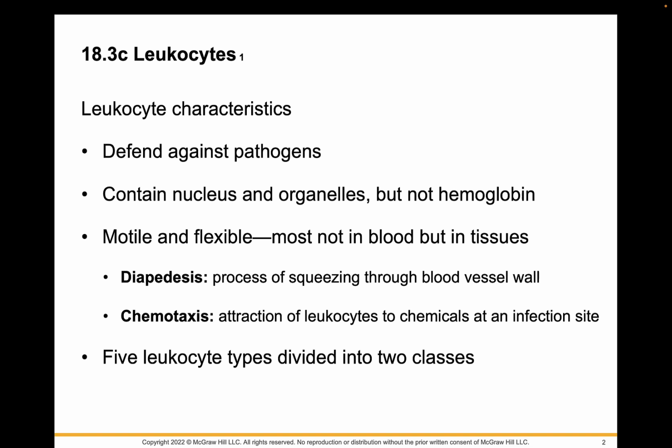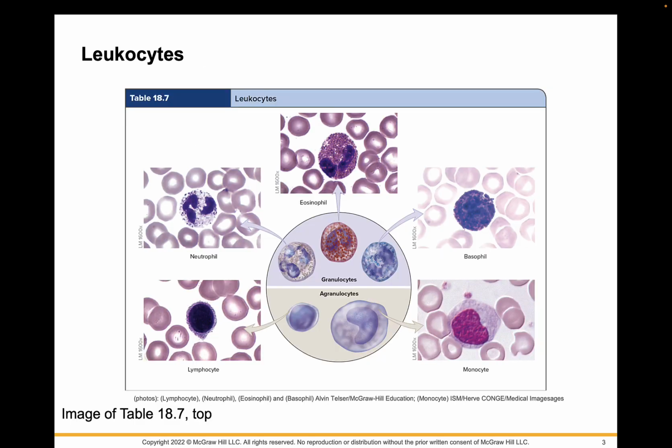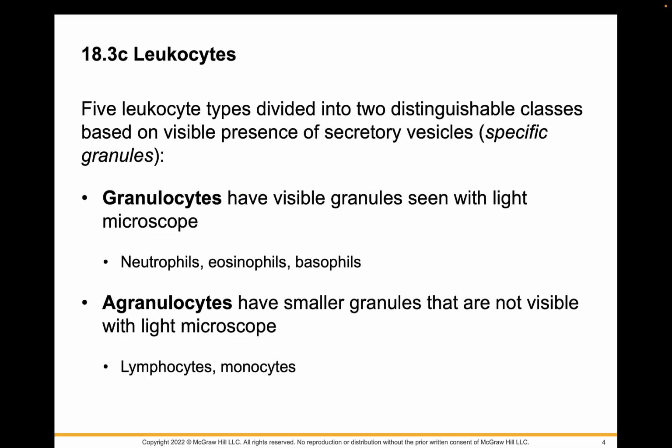Now, there are a total of 5 different white blood cells, and they're divided into 2 subclasses. They're going to be described as either being granular or agranular. If the ending is PHIL, they are considered to be granular, whereas CYTE are agranular. The granular white blood cells are neutrophils, eosinophils, and basophils, whereas the agranular are going to be lymphocytes and monocytes.